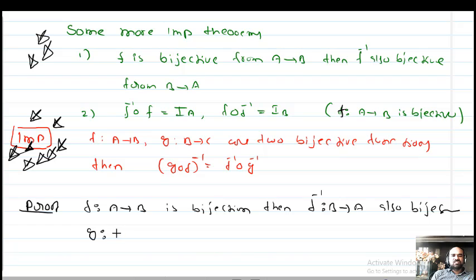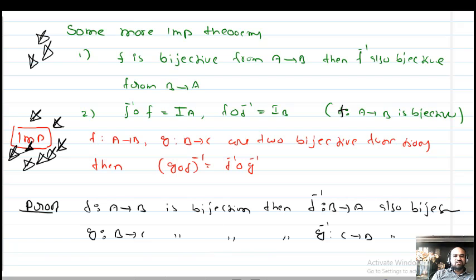Similarly, if G maps B to C is a bijection, then G inverse from C to B is also a bijection. First of all, I want to prove that their domains are the same. So I will prove it.